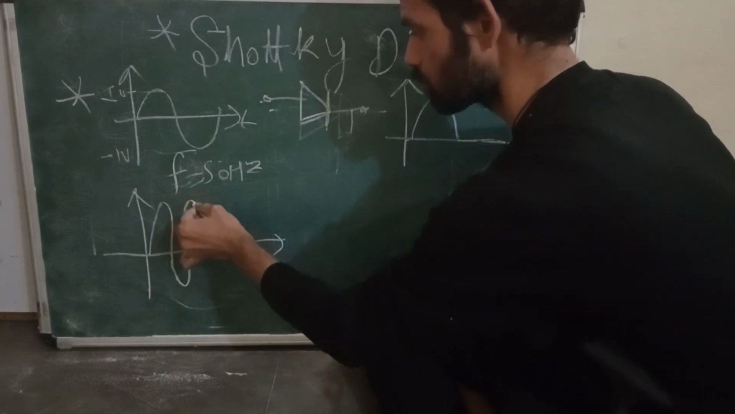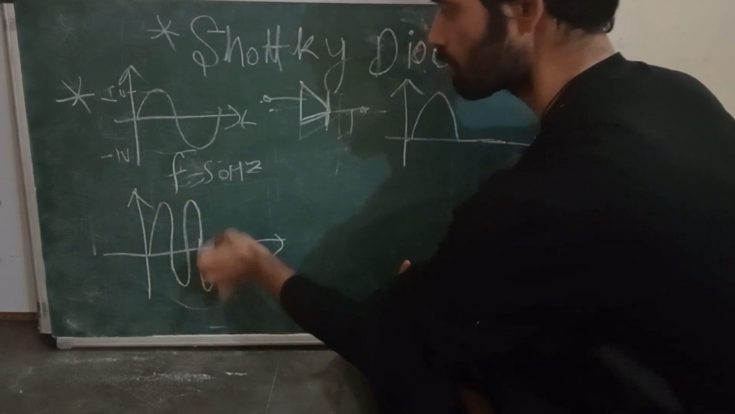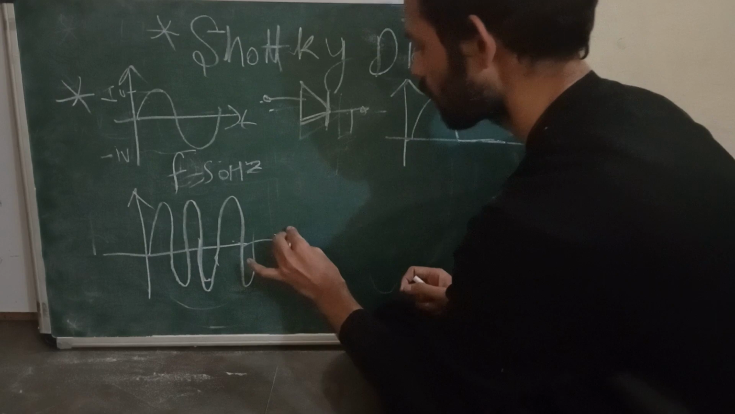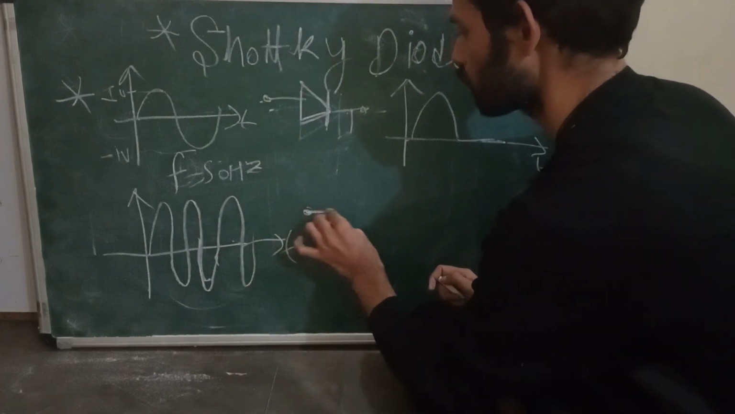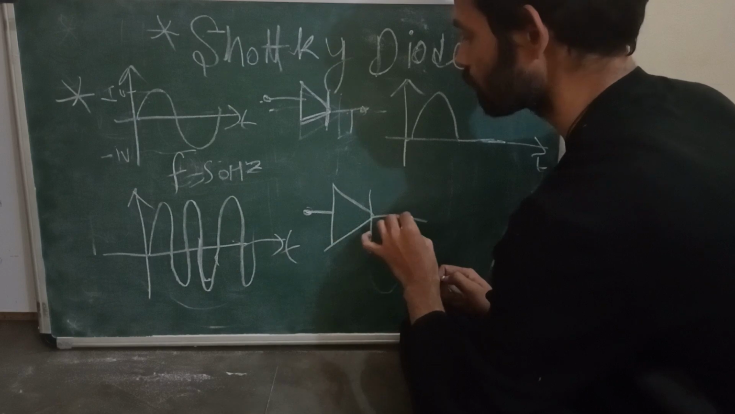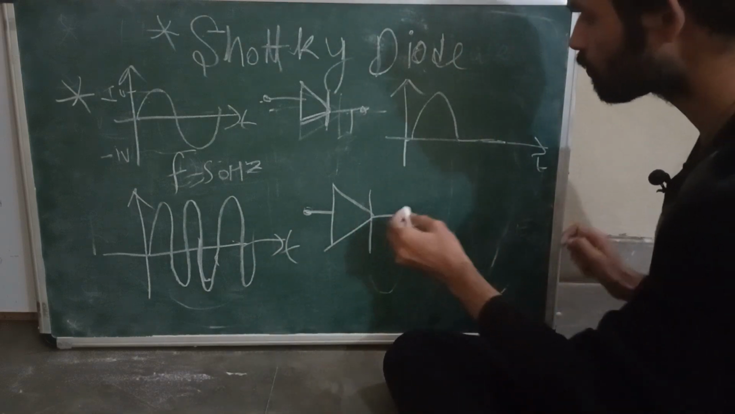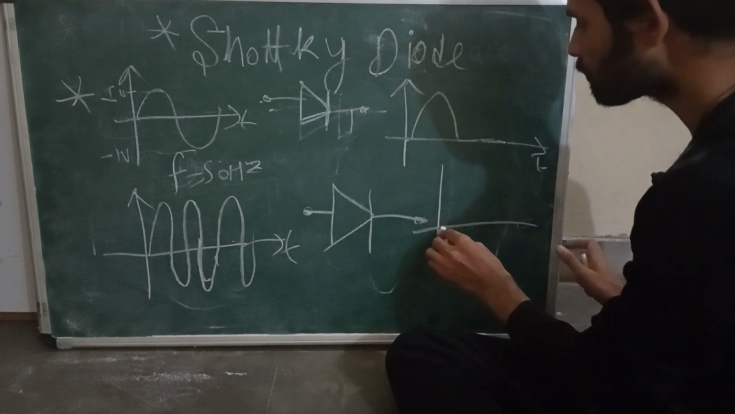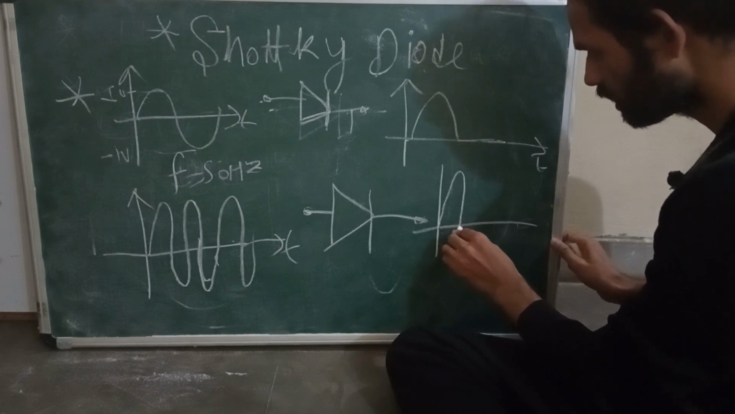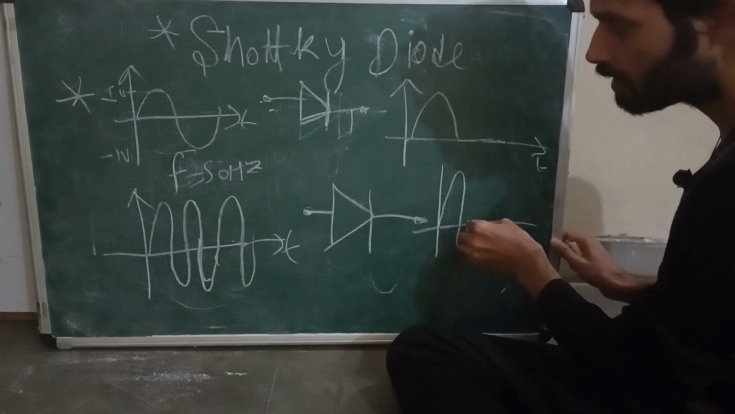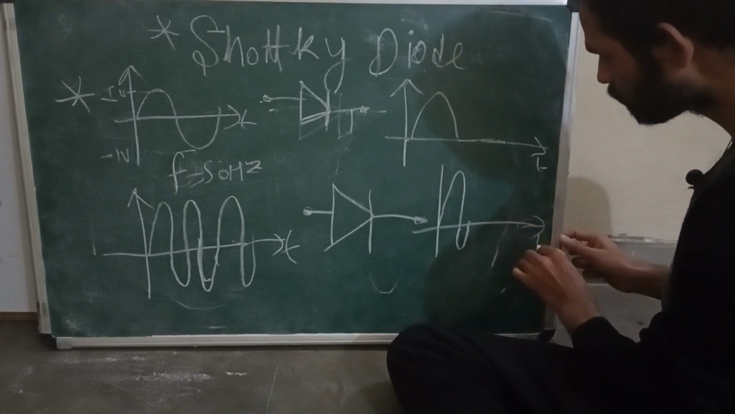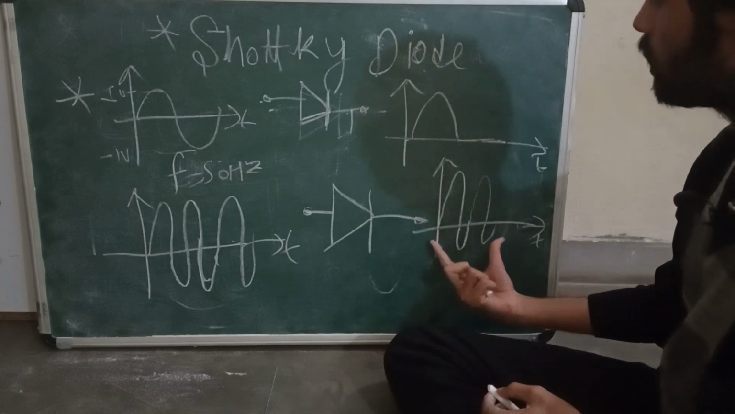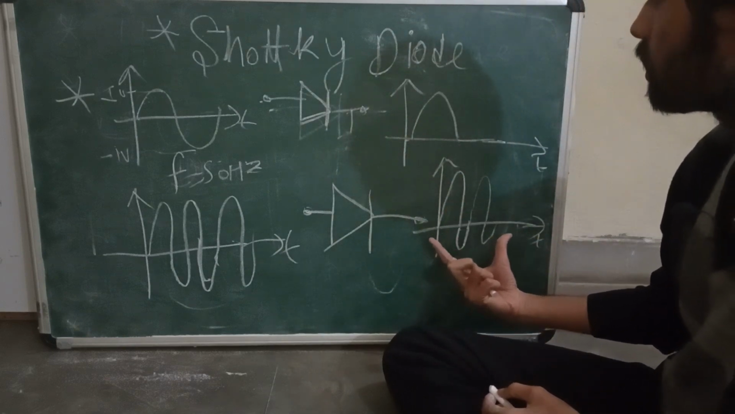If I increase the frequency of this signal to a high frequency, now let's see what will come. What is the output of this normal PN junction diode? It will come like this. It will rectify, but it will also take some portion of the negative cycle. So this is not a DC signal, not a pure fluctuating DC signal. This is an AC signal.